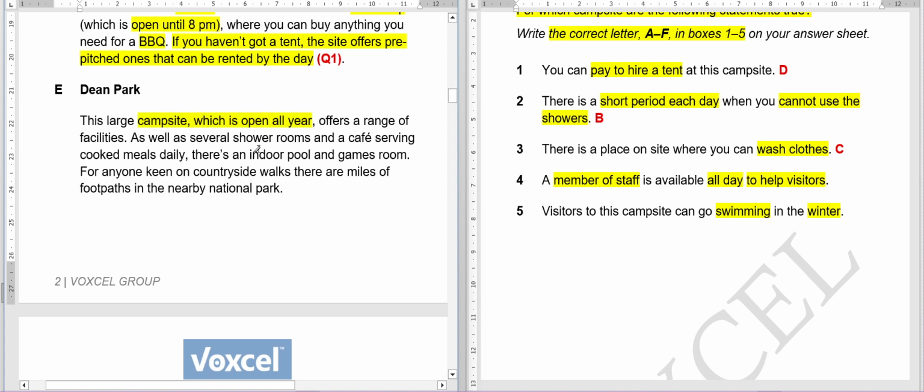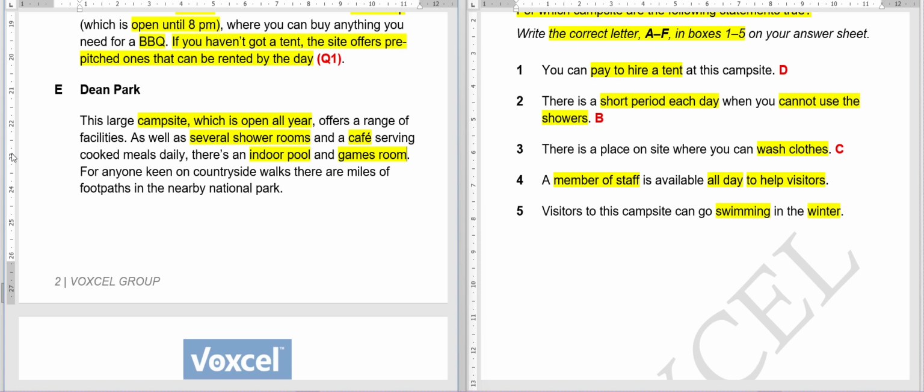Offers a range of facilities as well as shower rooms and a cafe serving cooked meals. There's an indoor pool and games room. So what kind of facilities are there? There are several shower rooms, there's a cafe, there's an indoor pool and there's a games room.